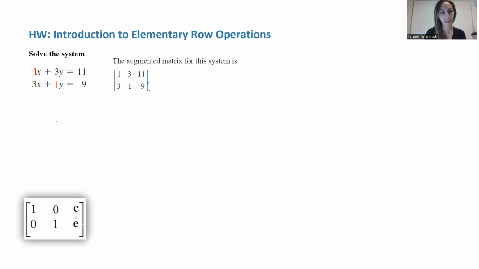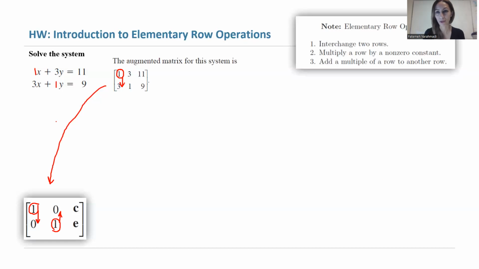Remember that your goal is to convert this augmented matrix into reduced row echelon form, which is basically saying that the pivot on the first row must be 1 and everything below 1 must be 0. The pivot on the second row must be 1 and everything above 1 must be 0. Take a look. You have 1 as a pivot on the first row, but down here, you don't have a 0, you have a 3. So what are we going to do? We're going to apply elementary row operations to convert this matrix.